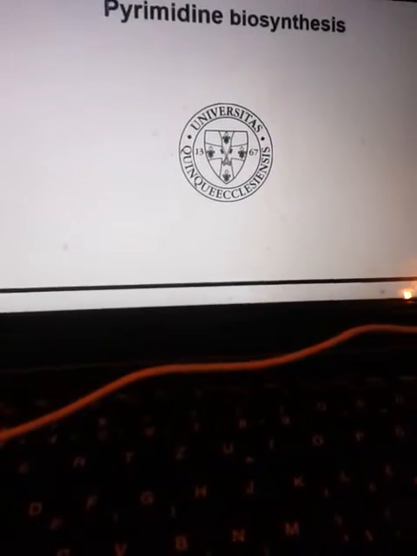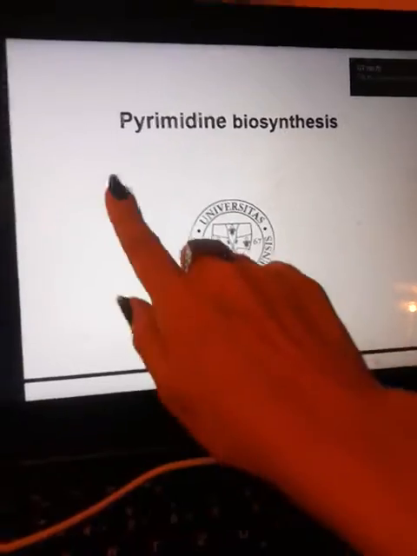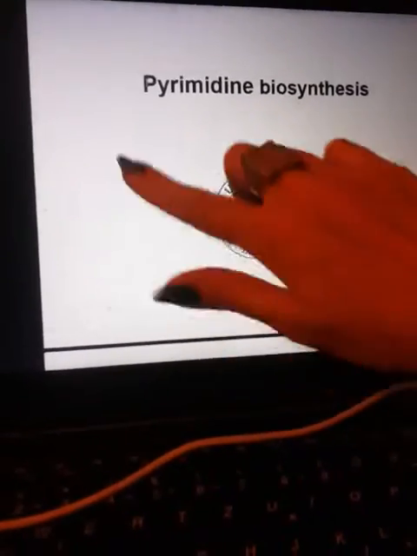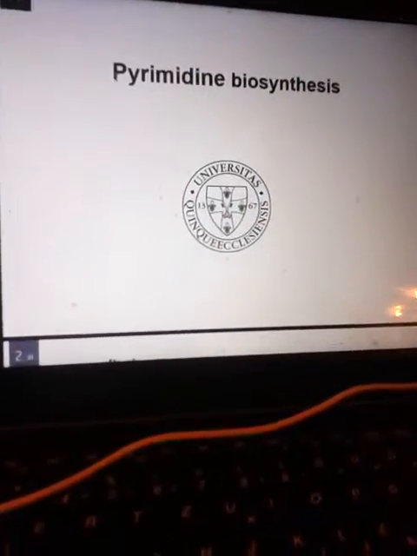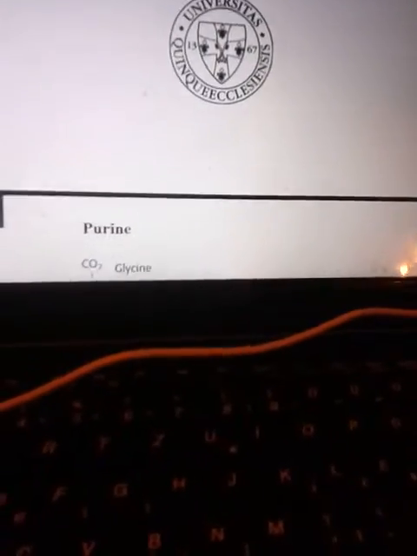Biochemistry pharmacia, pyrimidine biosynthesis. First of all, I would like to ask you, what is the pyrimidine? It's a 6-member ring with 2 nitrogen in the meta position, okay? This is the base of the nucleotide base from the DNA. Which base is pyrimidine? Uracil, cytosine, thymidine.